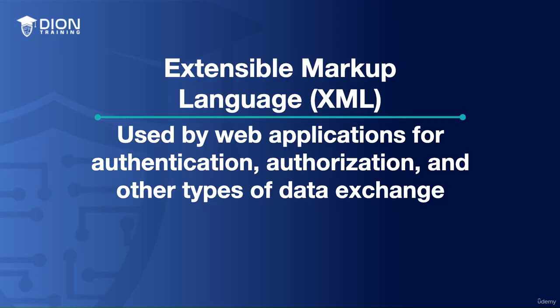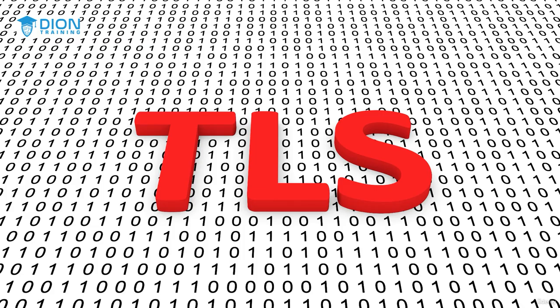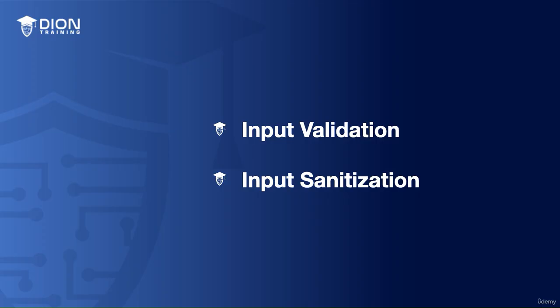Now, XML stands for the Extensible Markup Language, and it's used by web applications for authentication, authorization, or other types of data exchange. XML data is submitted from the client to the server or from one server to another. To protect XML data in transit, it should always be sent inside of an encrypted tunnel, such as by using a TLS tunnel. To protect your server when it receives XML data, you should always conduct input validation and input sanitization of the data before you process it.